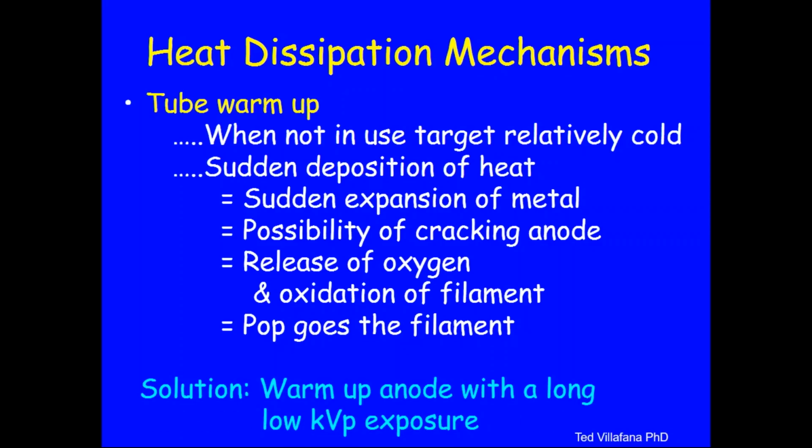So the first dissipation mechanism, this tube warm-up, all you do is make a very long, low kV exposure. Low mA, low kV exposure, but relatively long time. Since it's a long exposure, you're going to have electrons hitting over the whole periphery of the target, but it's a very low heat load for any given point on the target, and you're warming up the tube so that when you take a bread and butter exposure, especially on a large patient, you don't blow up the tube.